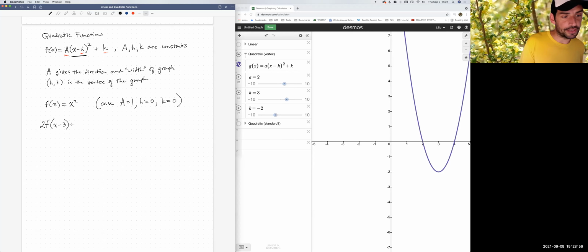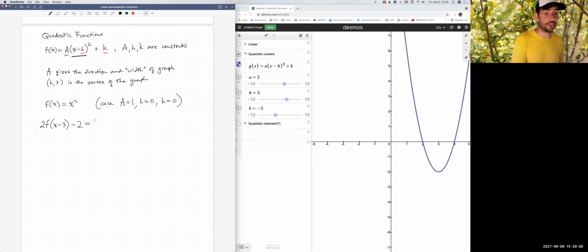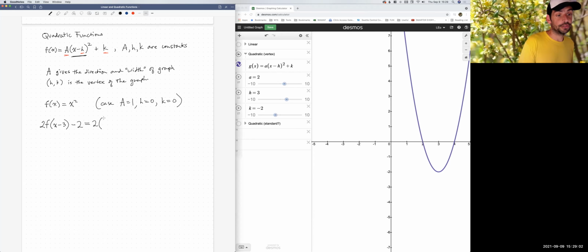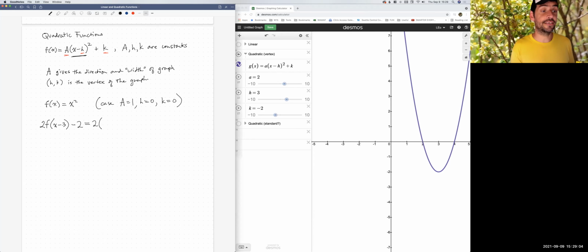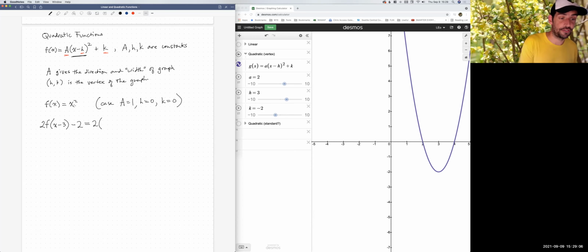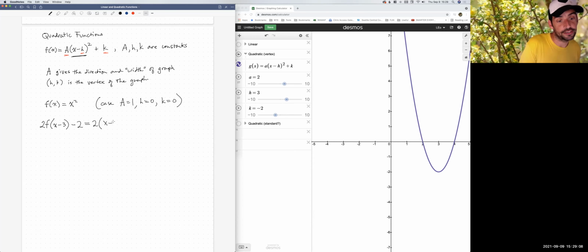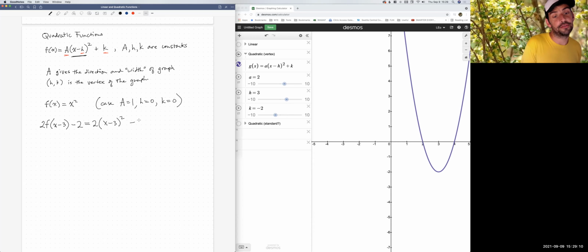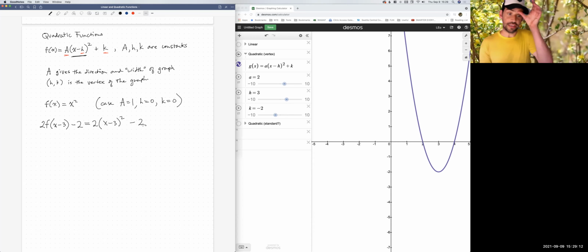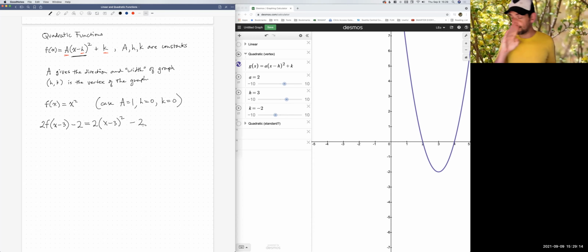Was 3, and then subtract 2 from the whole thing, right? So look at what this does. I take 2 multiplied by f of x minus 3. So if f of x is x squared, this is x minus 3 squared, and then I'm subtracting 2 from the whole thing. That's the graph that I have right now.